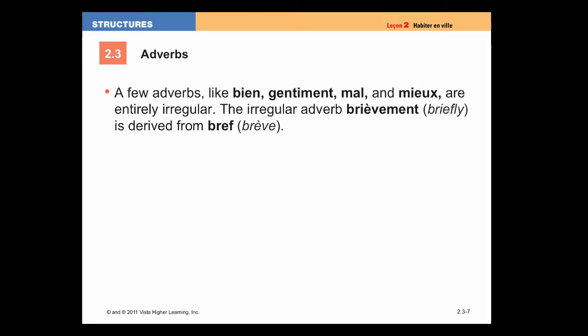A few adverbs like bien, gentiment, mal, and mieux are entirely irregular. Bien, of course you know, means well. Gentiment is nicely, cordially. Mal is bad. Mieux is better or best. Instead of saying meilleur, the adverb is mieux. And then bref, which means brief, you take the feminine form brève, but for some reason in French they add an I in that first syllable, so it becomes brièvement. It's derived from brève, but it is irregular.